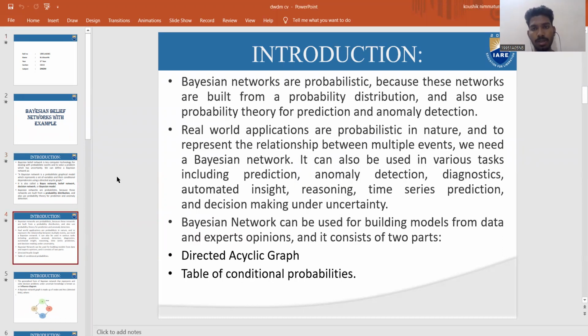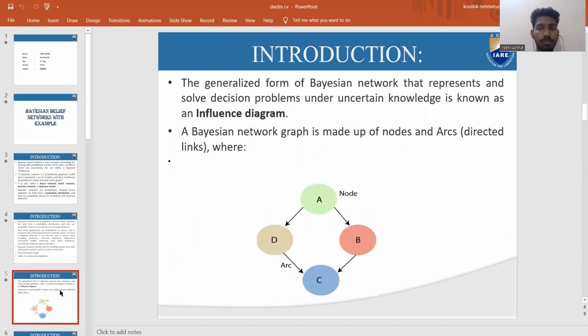Real-world applications are probabilistic in nature, and to represent the relationship between multiple events, we need a Bayesian network. It can also be used in various tasks, including prediction, anomaly detection, diagnostics, automated insight, time series prediction, and decision making under uncertainty. A Bayesian network can be used for building models from data and expert opinions. It consists of two parts: a directed acyclic graph and a table of conditional probabilities.